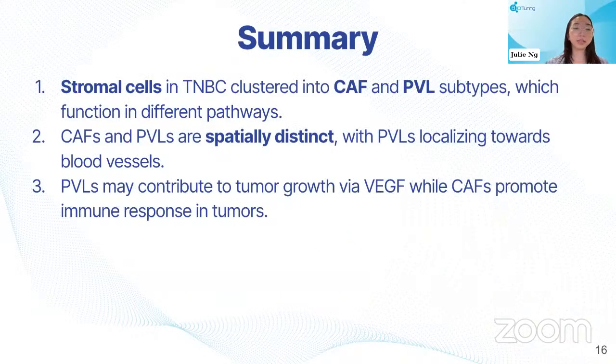And then finally, to summarize this talk, we were able to cluster stromal cells in triple-negative breast cancer into CAF subtypes and PVL subtypes. These clusters were also found to be spatially distinct, with PVLs localizing towards blood vessels. And we also hypothesized that PVLs may contribute to tumor growth via the VEGF pathway, while CAFs may promote immune response in tumors instead. All right, and that concludes our talk.